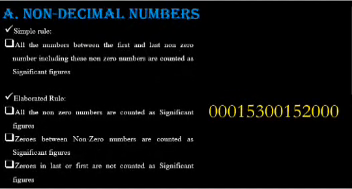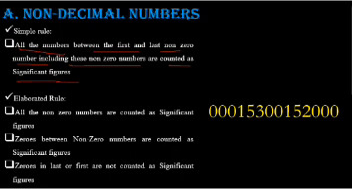First of all, we talk about non-decimal numbers. For non-decimal numbers, we have a simple rule that all the numbers between the first and last non-zero number, including these non-zero numbers, are counted as significant figures. For example, we have this one. The first non-zero number is 1 and the last non-zero number is 2. So here all the numbers between 1 and 2, including 1 and 2, are counted as significant figures. So in this number we have a total of 8 significant figures.